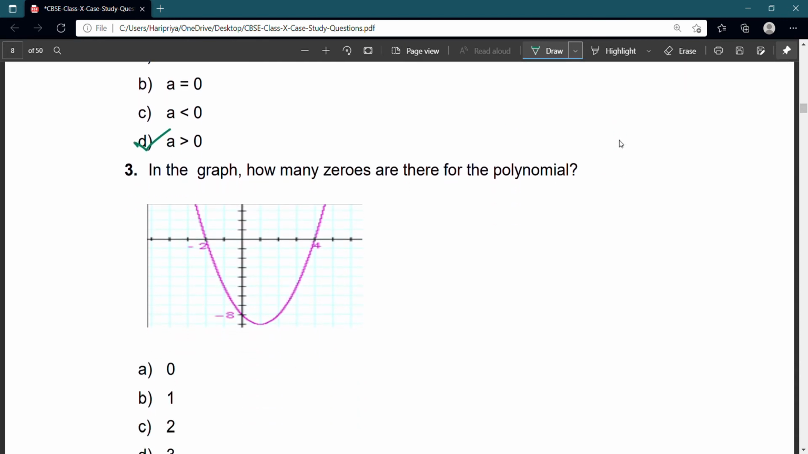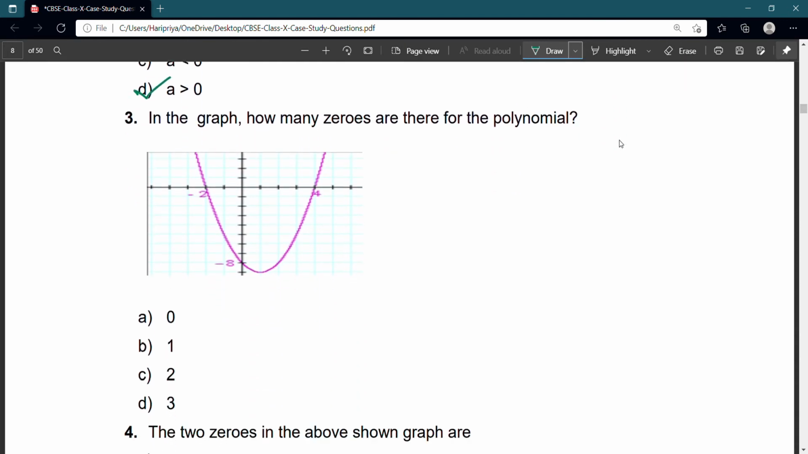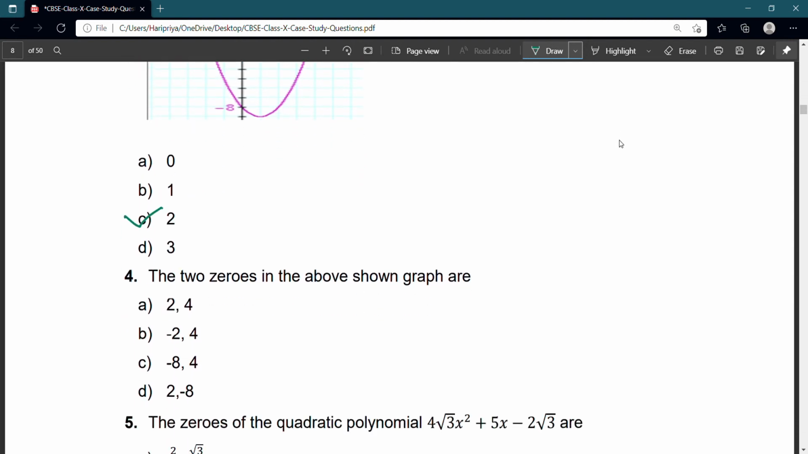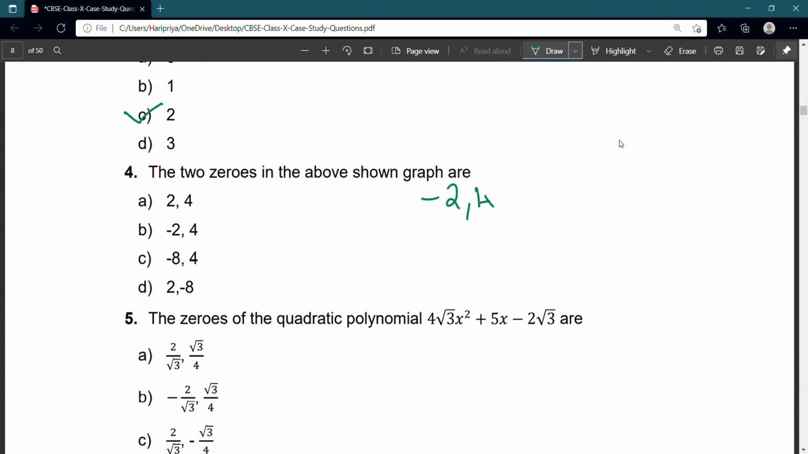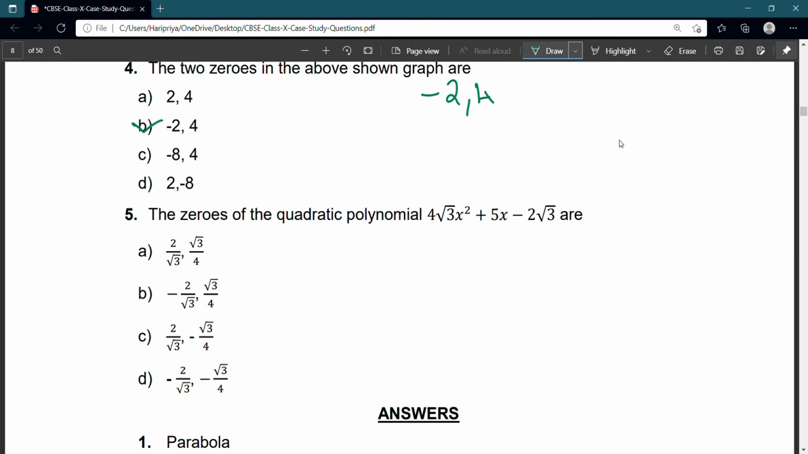And the third question, in the graph, how many zeros are there in the polynomial? If you see, the graph intersects at -2 and 4. So the number of zeros is 2. The two zeros in the above graph are, if you see the graph, one zero is -2 and the other zero is 4. So the answer is -2, 4.